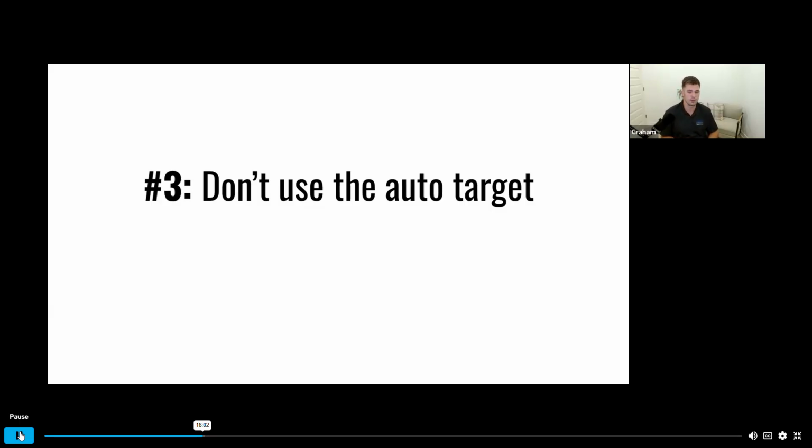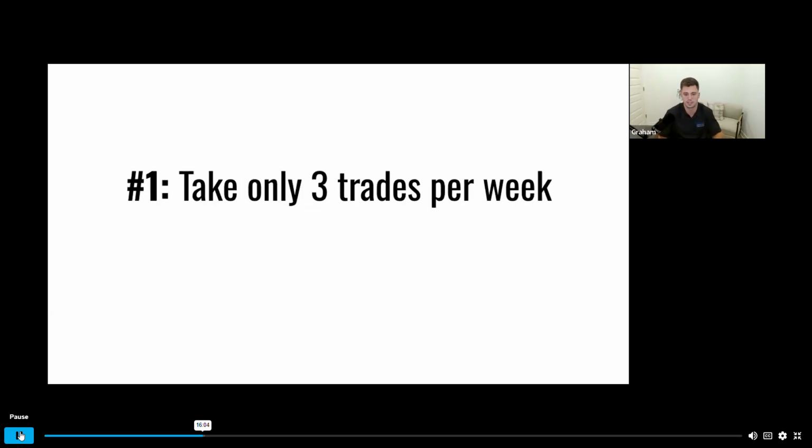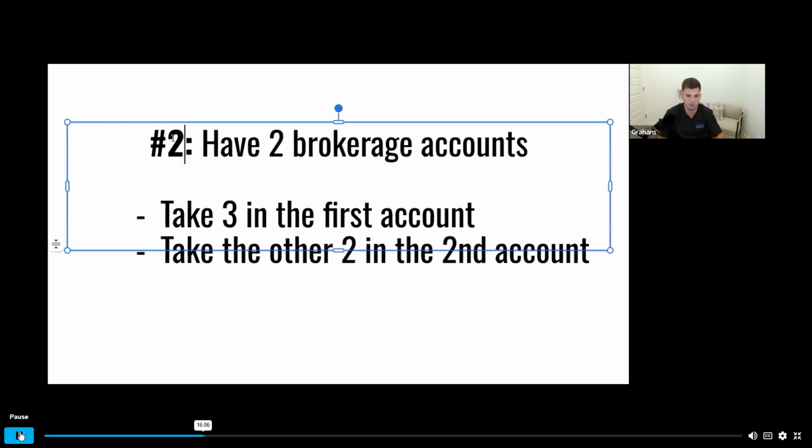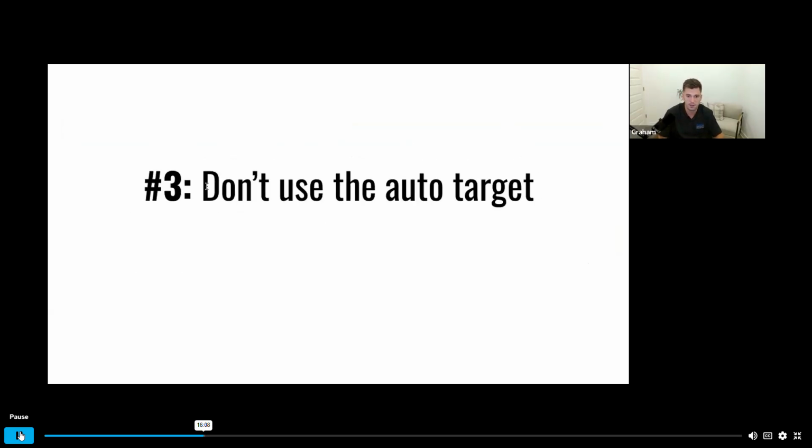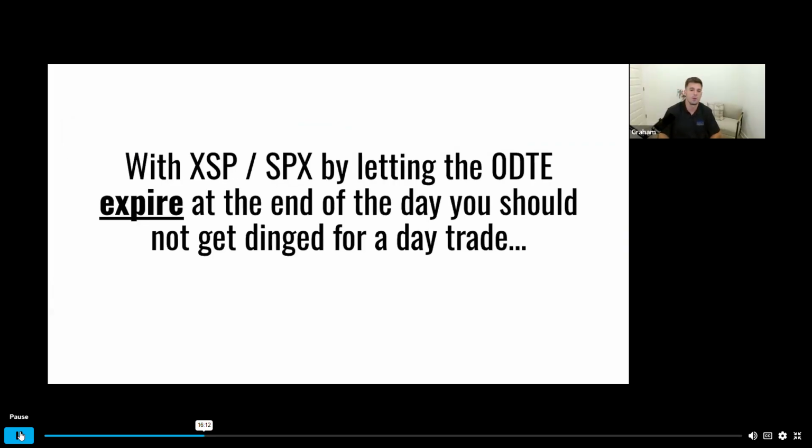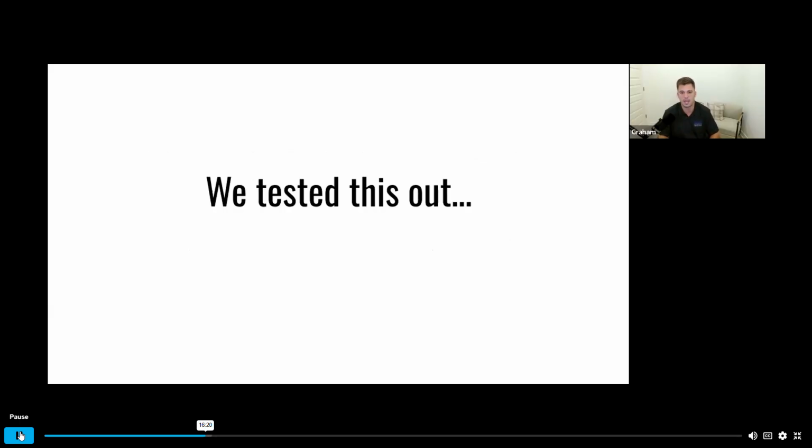Workaround number 2 here, or number 3, I'm just going to edit this slide. I don't want to have this in the future when I do this. So workaround number 1, workaround number 2. Don't use the auto target. So with the XSP and SPX, if you do not use the profit target and you instead just let it expire at the end of the day, you do not get dinged for a day trade.